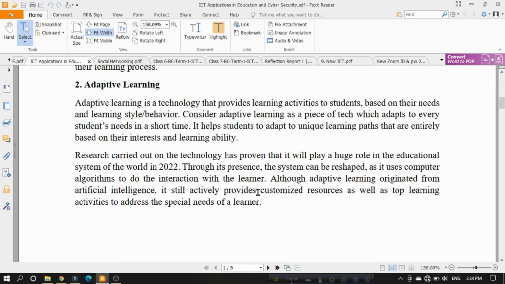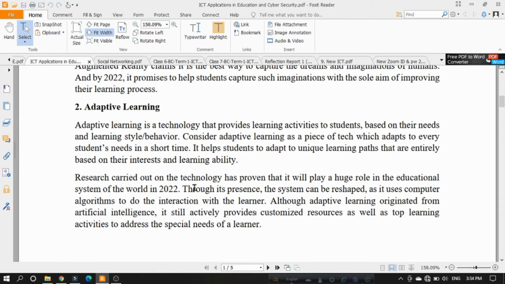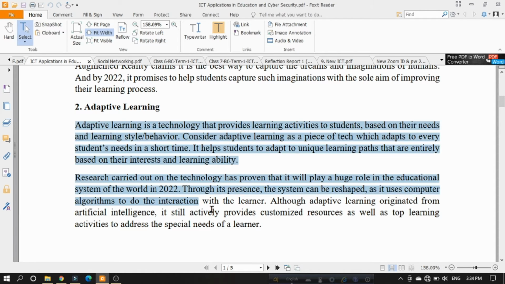There are some other lines, like adaptive learning has come, its origin is artificial intelligence. It actively provides customized resources as well as top learning activities to address the special needs of a learner. Just make your understanding of what you understand from these lines and write in your own words. What you understand, just write them.